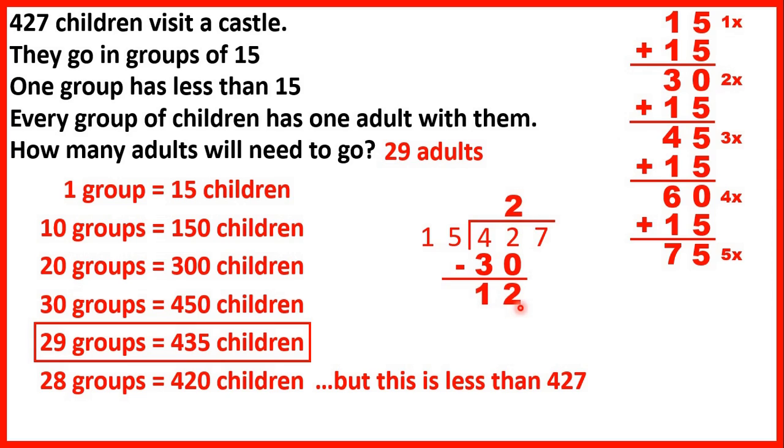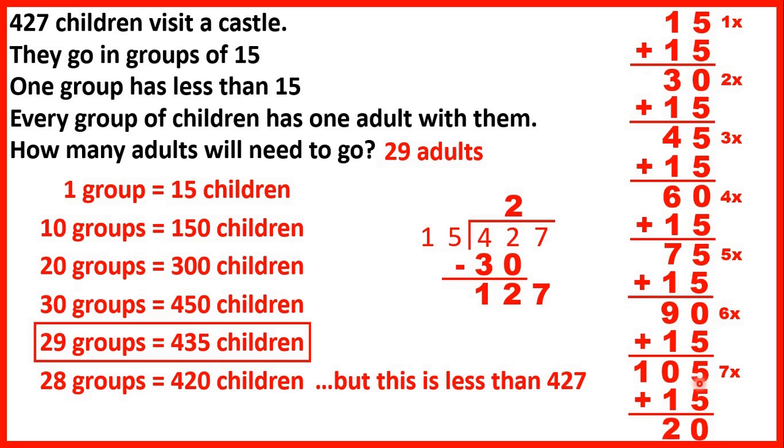So now we subtract and bring down. So we have 127 divided by 15. If we continue our 15 times table, we can see that 8 times 15 is 120. So we'll have 8 remainder 7. 8 times 15 is 120, but 127 is 7 more than that, and we don't have any digits to bring down.